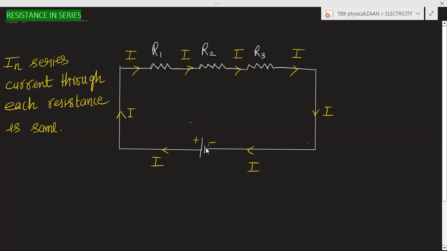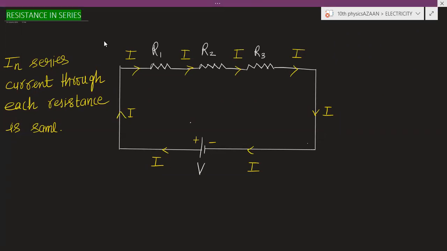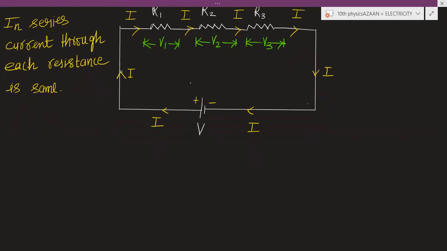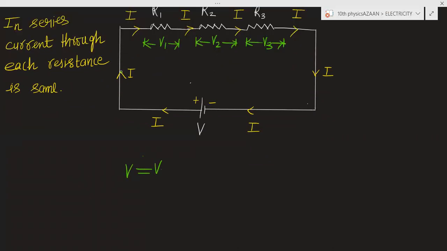I have connected this battery of V volt. Now the voltage across R1 is V1, the voltage across R2 is V2, the voltage across R3 is V3. So the potential difference across the resistances will be different. Voltages will be different, but the current will remain the same. So this voltage V is divided into V1, V2 and V3. We can write V as V1 plus V2 plus V3.